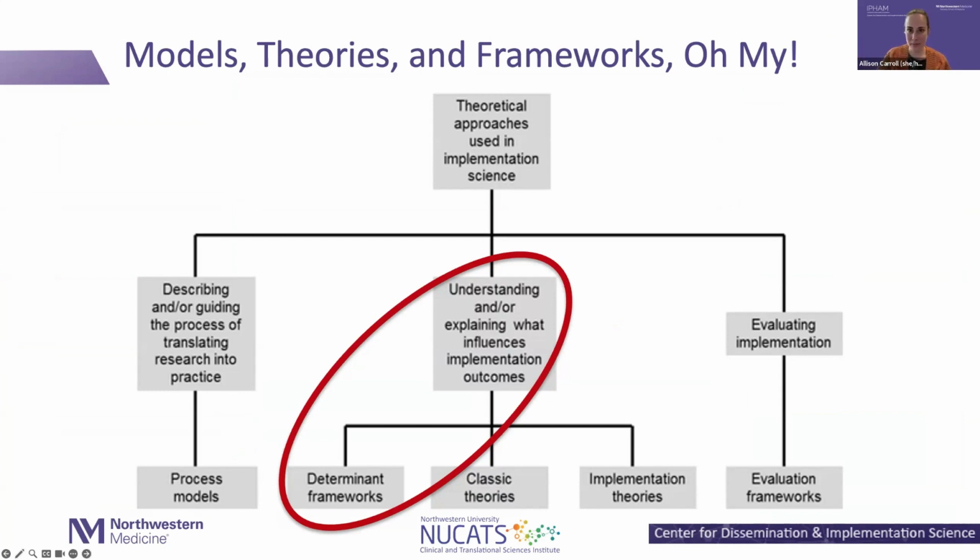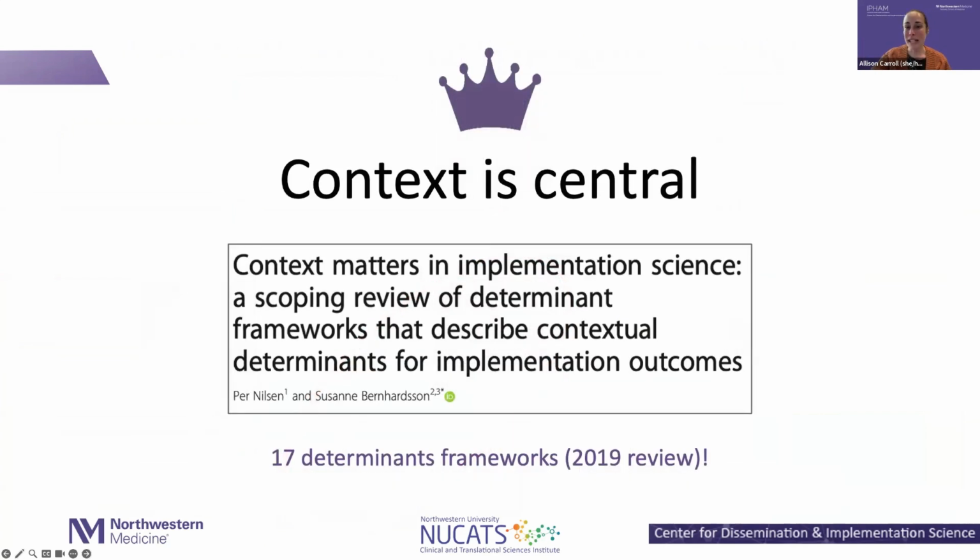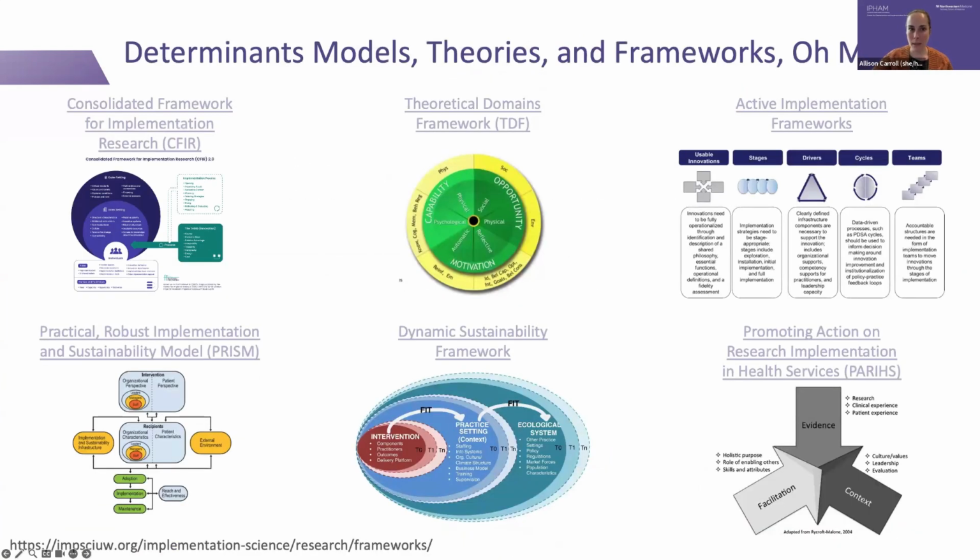And there's a whole section of determinants frameworks. And even more so, from 2019, there was already a scoping review that found 17 determinants frameworks. That was 5 years ago. If this were updated, this could easily be doubled by now. And so because you'll get the slides, just wanted to share a couple of really common determinants, models, theories, and frameworks. These are all clickable links that you'll be able to access.